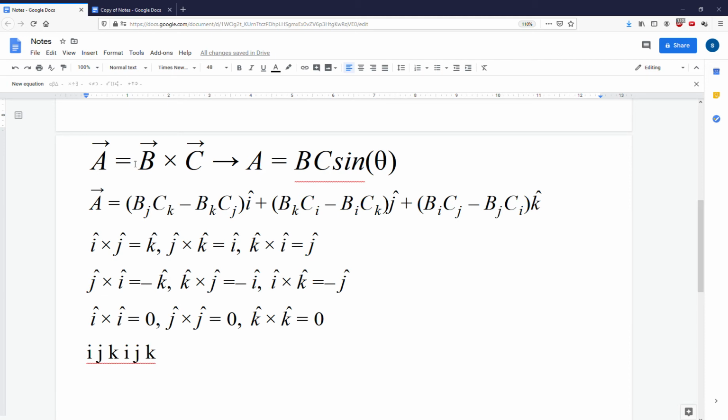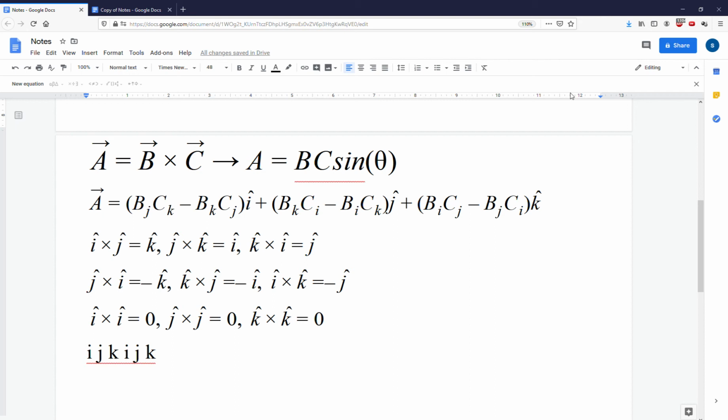If A is equal to B cross C, then the magnitude of A is equal to the magnitude of B times the magnitude of C times the sine of the angle between them. This formula may look familiar because it looks a lot like the formula for a dot product. There are two main differences between a dot product and a cross product. First is that for a dot product, it's B, C times the cosine of the angle between them.